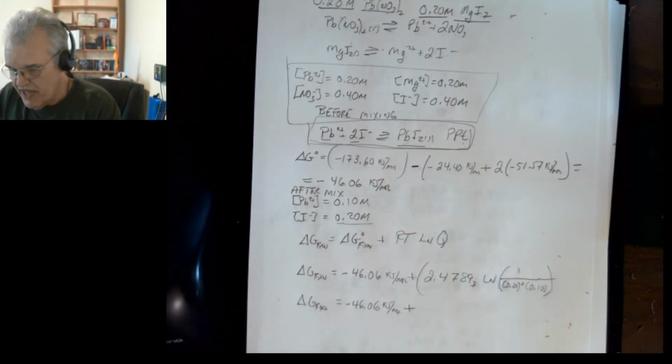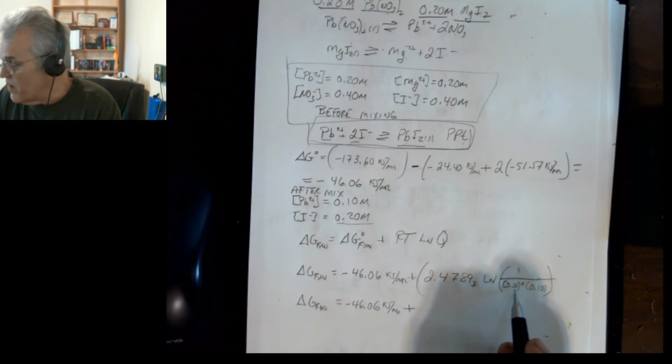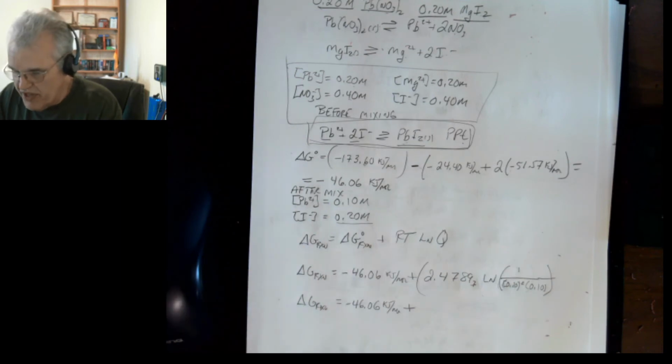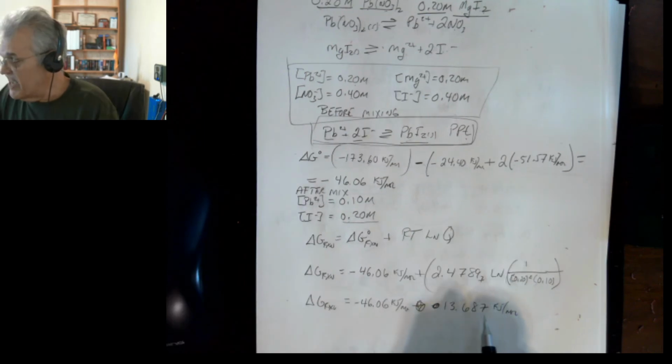So if I did it right, turn on, clear, 2.47897 times ln. Let me find where ln is on this calculator. I don't use this calculator that much. I can see log, there's ln. ln of, what is it going to be? It's going to be 1 over 0.2 squared, which is 0.04, times 0.1, which is 0.004, but I'll put it in here anyway. 0.2 squared times 0.1. And that gives me a value of 13.687.